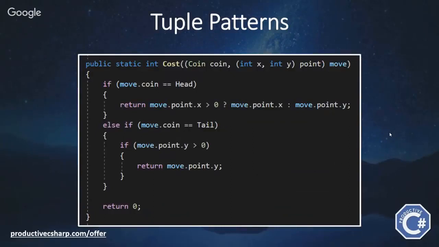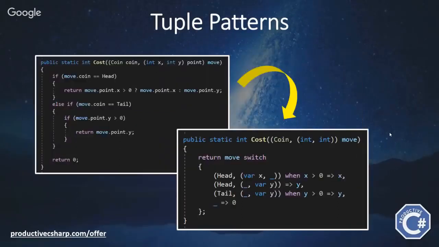The other sort of patterns that were introduced in C# 8 are the tuple patterns. So let's say you have a method cost that takes a coin and a point, and you want to do some logic based on that, so calculate and return a cost. You can use tuple patterns to make this code a lot more readable. So let's see how it looks.